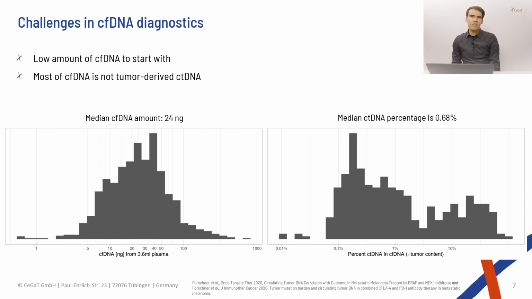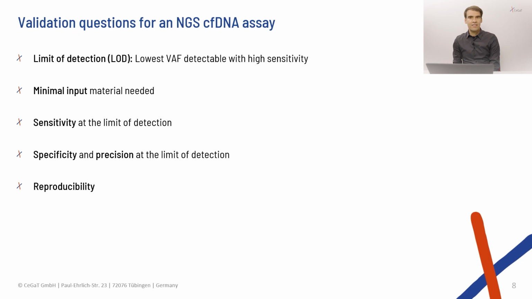But also, digital droplet PCR only allows us to look at one variant at a time. So we wanted to work with a next-generation sequencing approach to look at multiple variants de novo. And we decided to develop an approach based on molecular barcoding, but we wanted to validate this approach. And how can we validate such an assay?